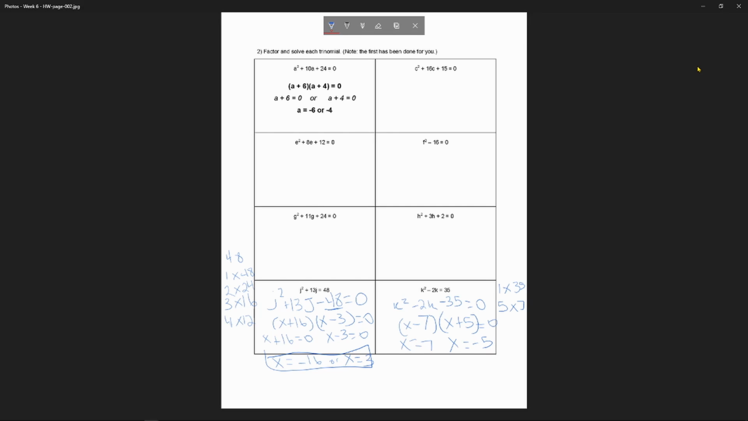So the rest of these are exactly like these, except there's one less step. This one here might trip you up, but if you remember the perfect squares, this just factors out to f plus 4 and f minus 4. But the rest are all the same.